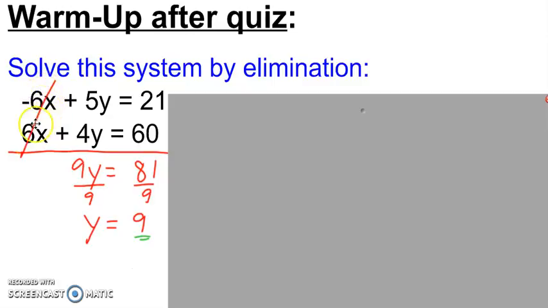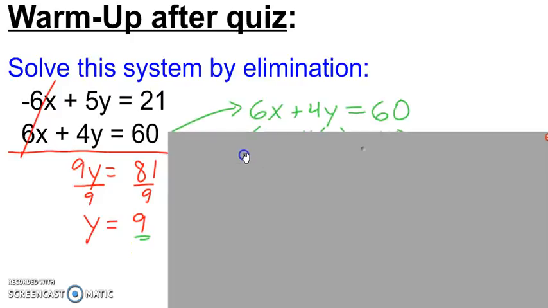So the first thing I did was add my negative 6x and 6x together, which will give me 0, so that variable term was eliminated. Then I add my 5y and 4y to get 9y. I add 21 and 60 to get 81, and then I'm just solving the equation 9y equals 81. Once I find the value for y, I need to plug that in to either of my original equations in order to find the value for x.